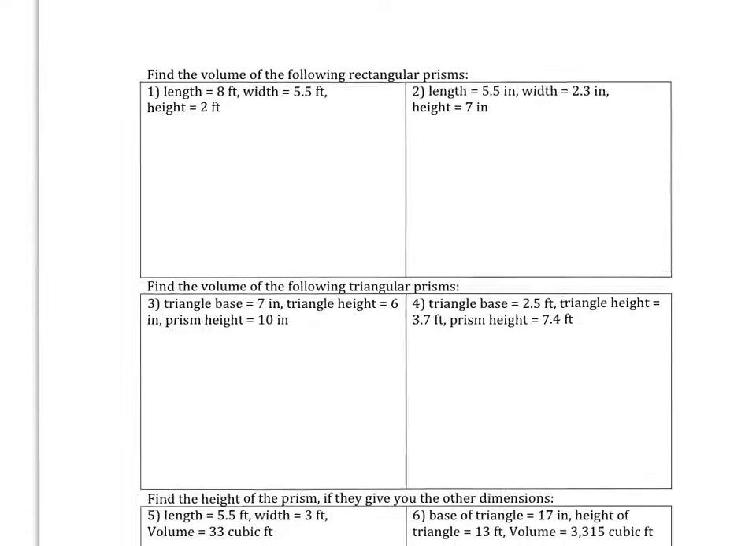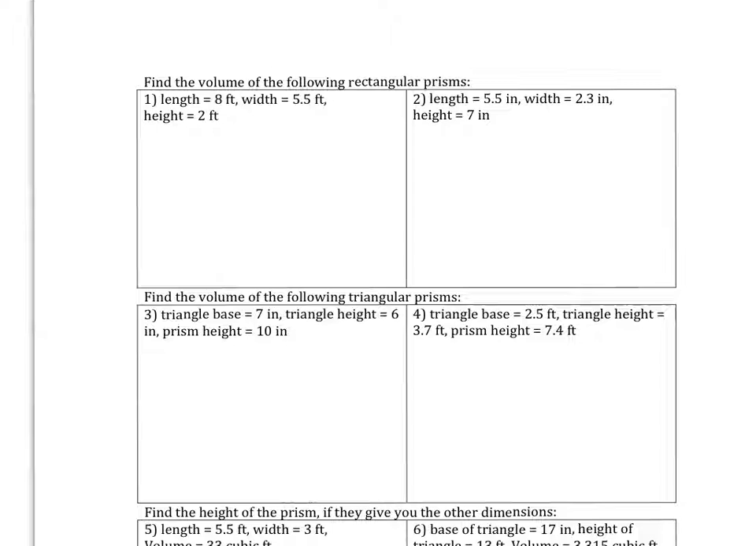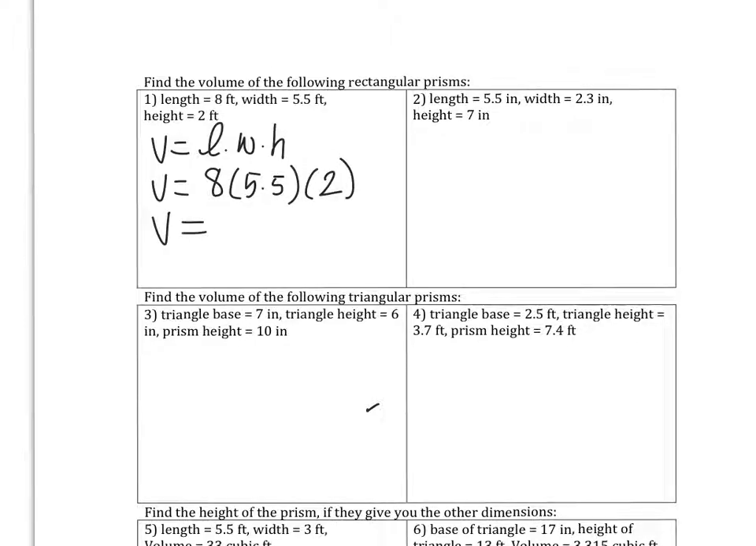Okay, now we're going to find the volume of the following rectangular prisms. So our formula for volume, again, is length times width times height. So our length is 8, our width is 5.5, and our height is 2. So the volume of a rectangular prism with those dimensions is going to be 88 feet cubed.